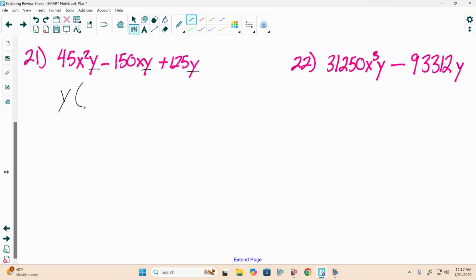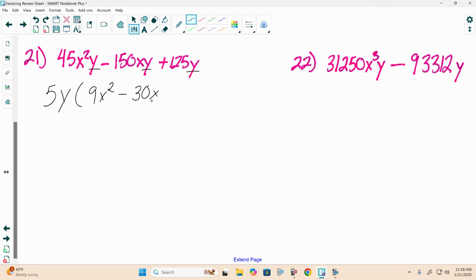Because 45 divided by 5 is going to be 9. We still have the x squared, y factors out. Minus 150 divided by 5 would be 30. We still have the x, but the y factors out. Questions on this so far, how we got to this point?